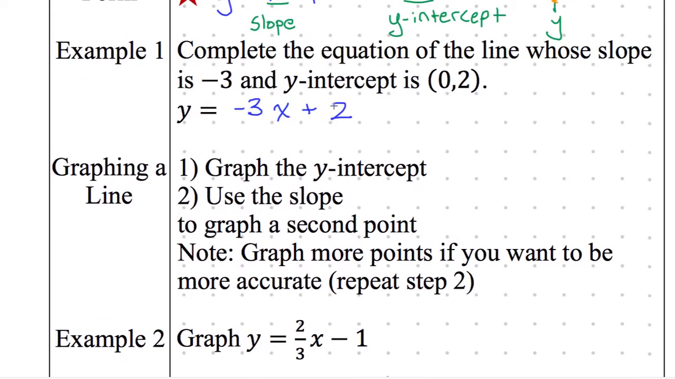In this case, the y-intercept is 2, so I'd graph 0, comma 2 first. Then I'm going to use the slope to graph the second point. And again, the definition of slope is what? Definition of slope, quiet raised hand. Do you remember the equation for slope? We talked about it for the warm-up. Slope is what over what?